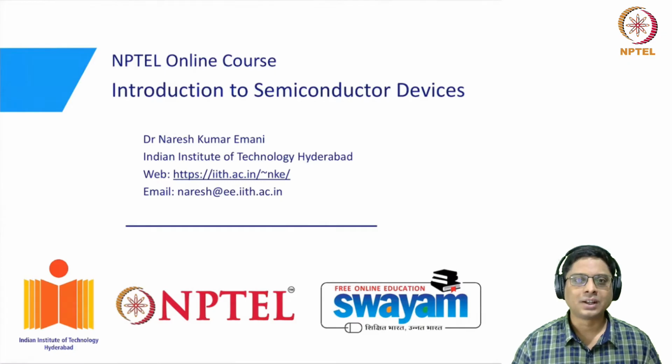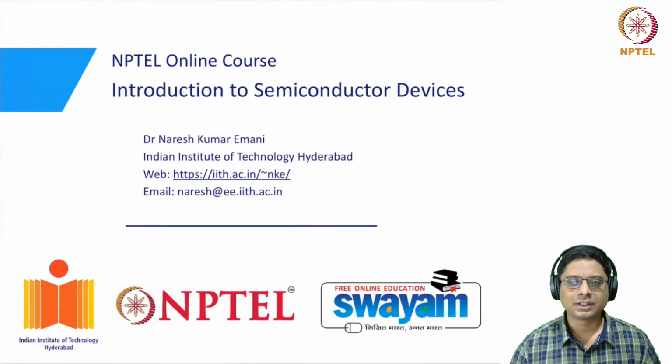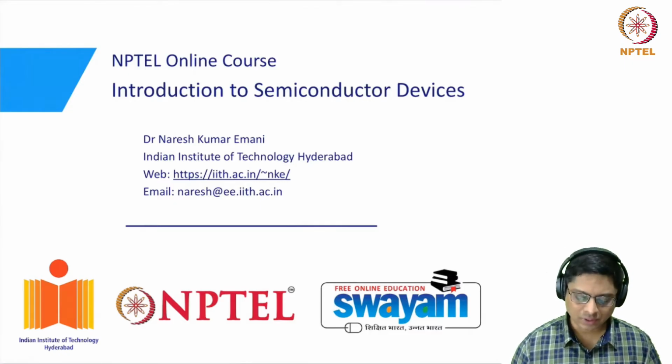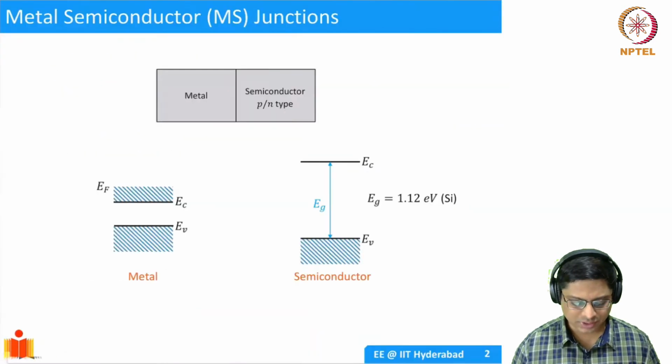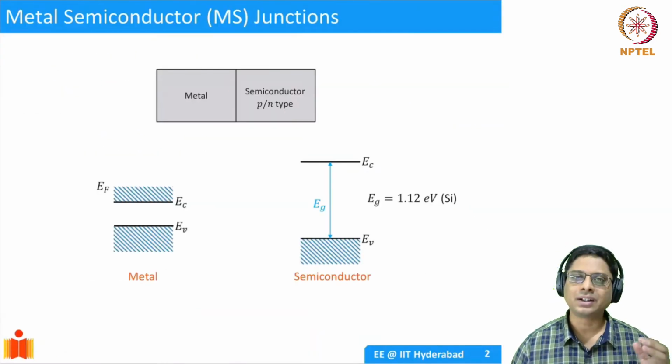Hello everyone, welcome back. In the last week, we were looking at the behavior of PN junctions, and we understood the electrostatics, how the current flows in a PN junction, and various non-idealities. So today, we would like to introduce a different type of junction, which is very, very important. The junction is between a metal and a semiconductor.